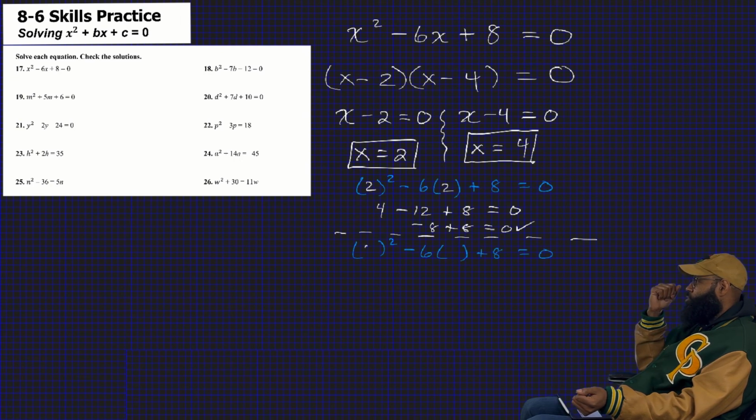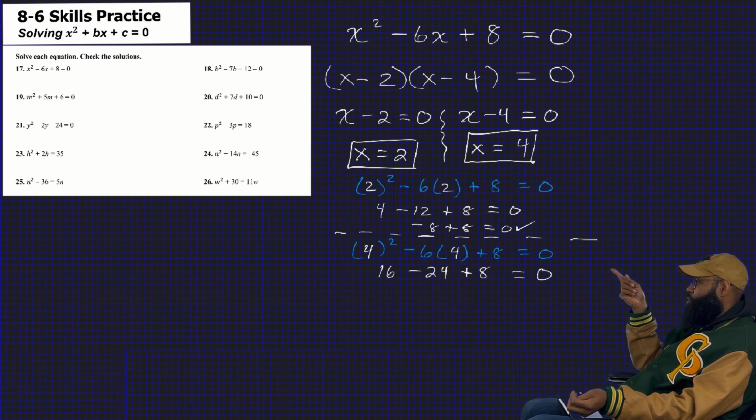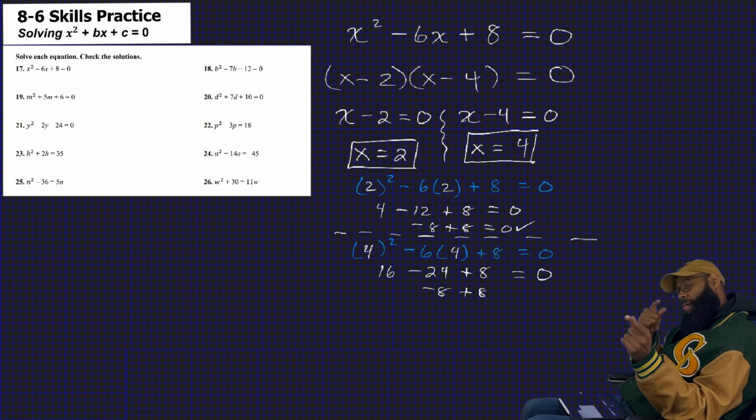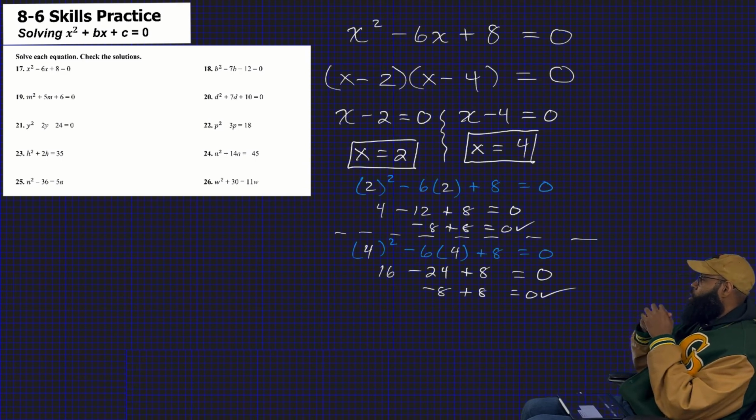Because that's what the equation said. And if 4 is the solution, it will be true. 4 squared is 16, 16 minus 24 plus 8. Well, 16 and 8 is 24, so 24 minus 24, I got it. So, looks good, feels good. I know it's good. And let's keep it going, guys.